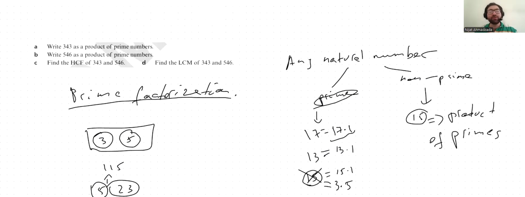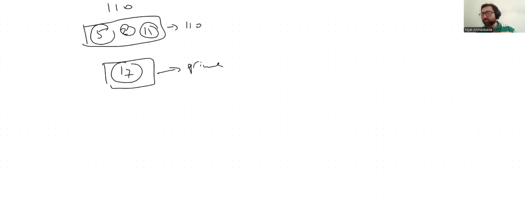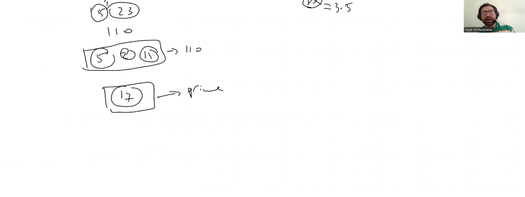The question says any number can be written as a product of prime numbers. So this one or that one, it doesn't matter. Now think of the first one over here. The first one is 343. We have to write it as a product of primes, which is called prime factorization. What are the steps of doing prime factorization?